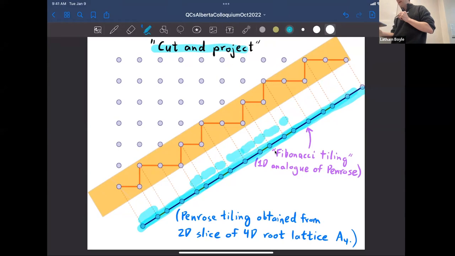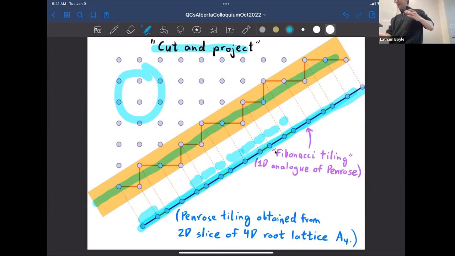And so how do I get this 1D aperiodic sequence? Well, I start from this higher dimensional periodic lattice, and then I take a square in the lattice and I slide it along, which is what this orange stripe is. And the key point is that I slide it along a line of irrational slope. The rule of the game is that every time I find a point in the lattice that lies within that orange band, I orthogonally project it onto the line, and that's how I get my aperiodic sequence.